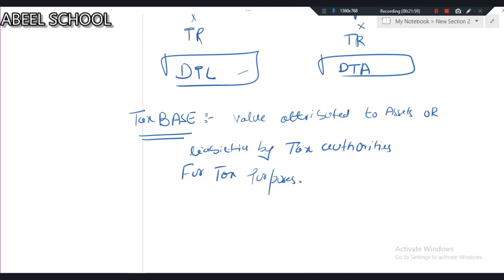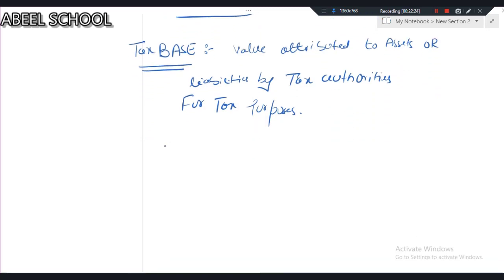So tax base means value attributed to assets or liabilities by tax authorities for tax purposes. Now there's a question: how do they assign value to our assets or liabilities? We're discussing that. But you need to first understand tax base means what is the value of your asset, what is the value of your liability according to the tax authorities. Now, number one, let us discuss tax base of assets.